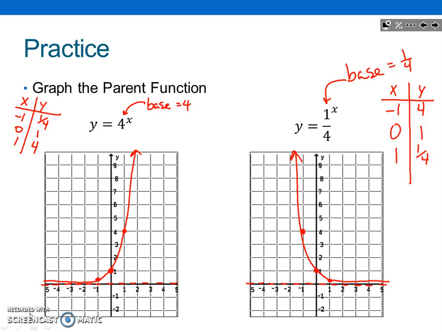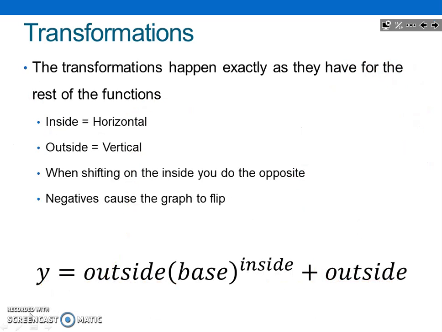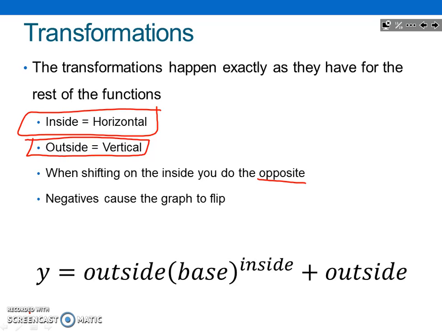Now, besides our parent function, we also have to worry about shifts. Remember, inside is horizontal. Outside is vertical. When we are shifting on the inside, we do the opposite. And then the last one, our negatives, are going to cause our graph to flip. It doesn't shift it up or down or left or right. It causes it to flip.